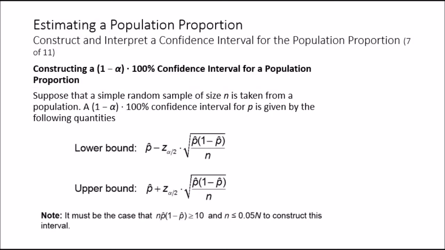Let's construct a confidence interval for a population proportion. Suppose that a simple random sample of size n is taken from a population. A (1 - alpha) times 100% confidence interval for p is given by the following quantities. The lower bound for the interval is the sample proportion minus z sub alpha/2 times the square root of p hat times (1 minus p hat) divided by n. And the upper bound is the sample proportion plus z sub alpha/2 times the square root of p hat times (1 minus p hat) divided by n.